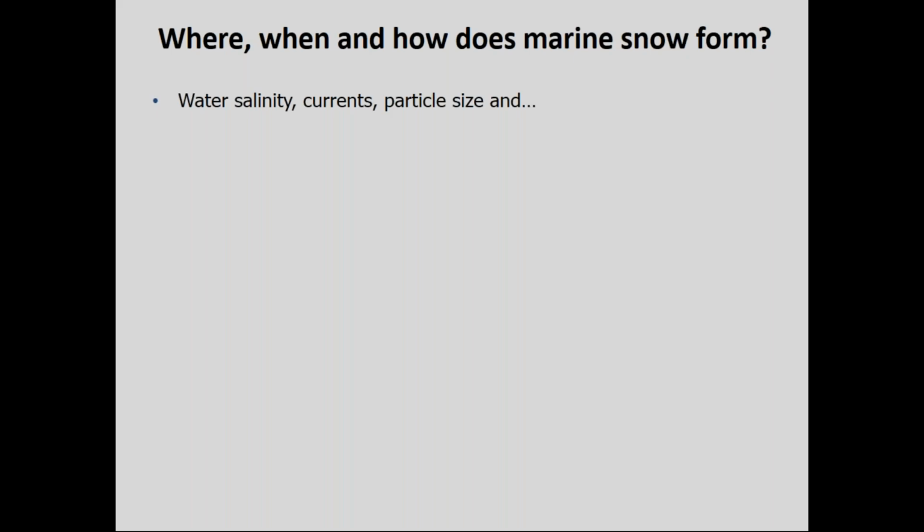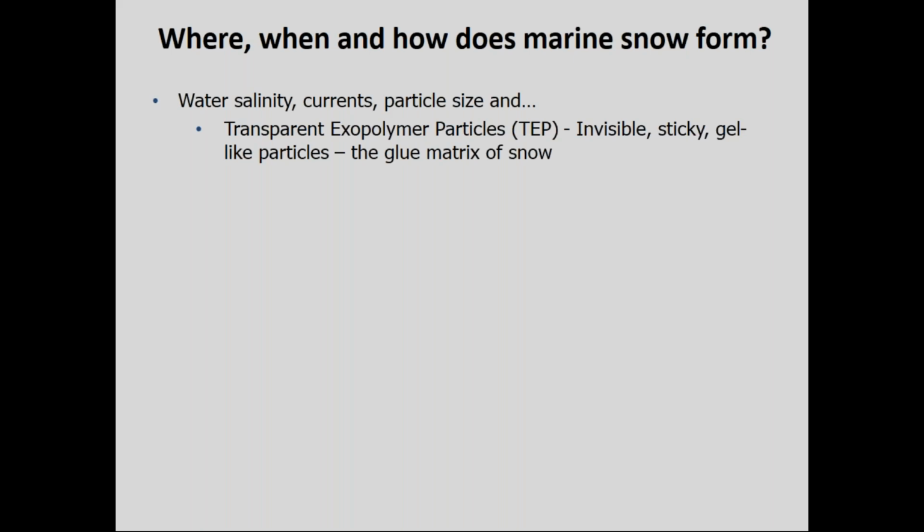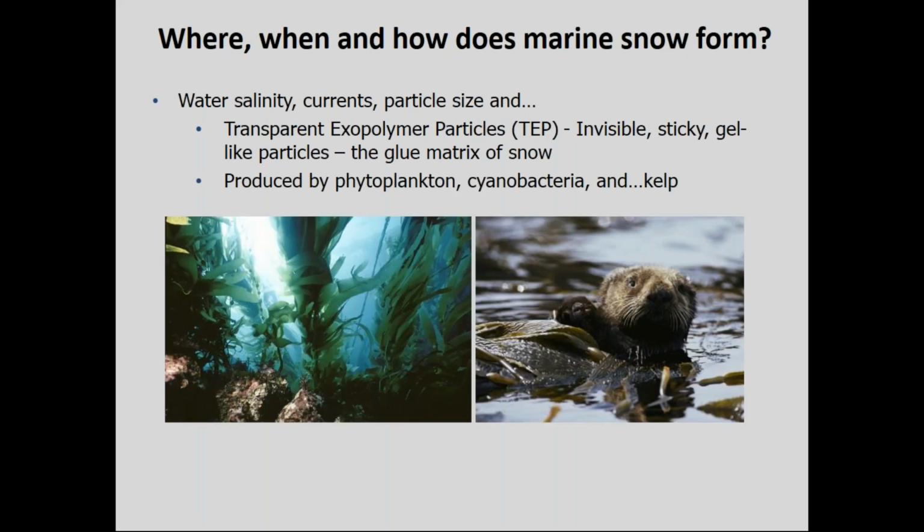How and where marine snow forms is dependent upon water salinity, currents, and the particle size of the particles that make up the marine snow, but it also has to do with transparent exopolymer particles, which I will call from here on out TEP. That's an invisible, sticky, gel-like particle, and it serves as the glue matrix of the snow. And this is produced by phytoplankton, cyanobacteria, and this is also produced by kelp.